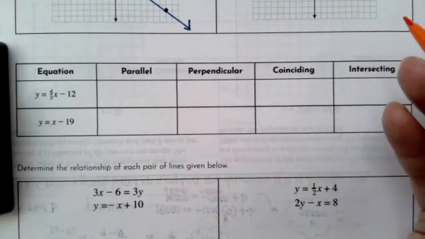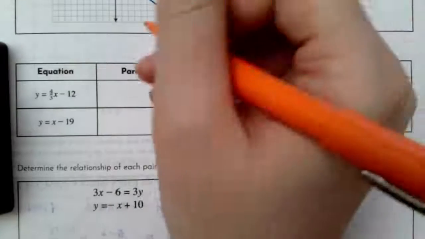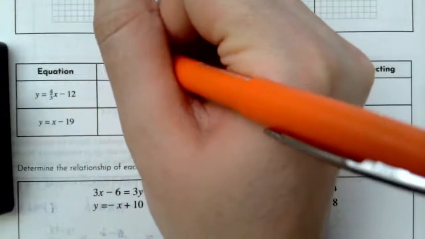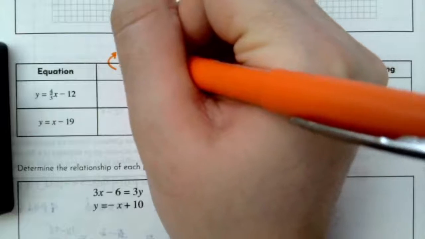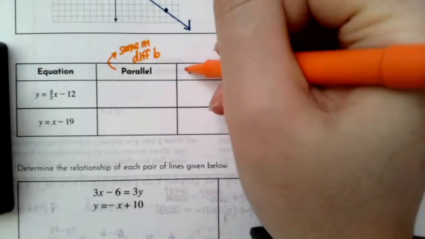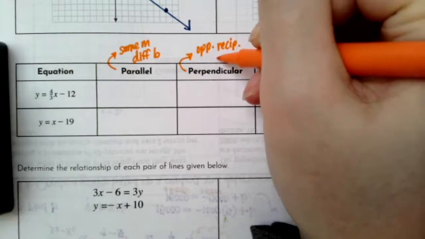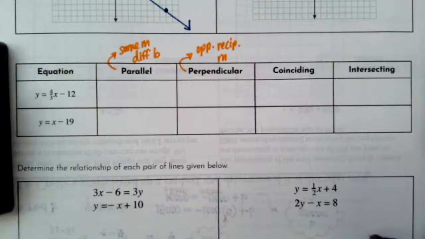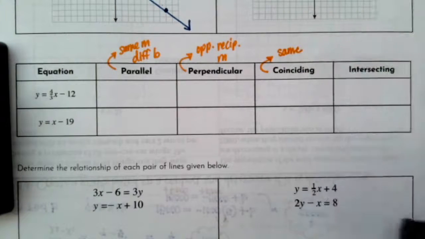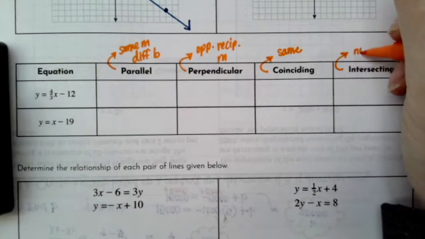And I sometimes like to, as soon as I get a test or a quiz, make a little note to myself. And so before I even try this problem, I'm going to make a note that parallel is the same slope, but a different y-intercept. Perpendicular is opposite reciprocal slopes. Coinciding is the same line. And intersecting is just not parallel.